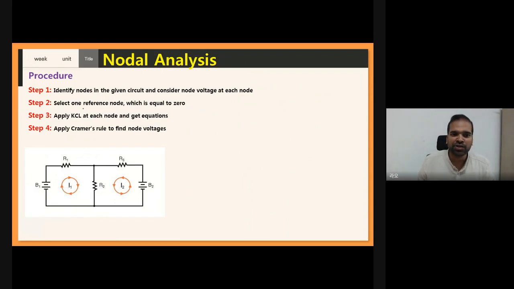Now you need to understand the procedure for finding node voltages. Step one, you need to identify the number of nodes in the given circuit. Each node you have to consider voltage. This is our given circuit. Can I say this is my node 1? No, because this is a simple node, where two elements are connected. Now R1, R2, R3 are connected here. This is my node 1. This is not a simple node, this is the principal node. In nodal analysis, we use the principal node, not the simple node.